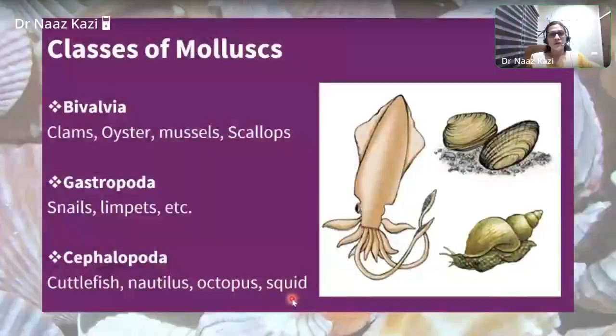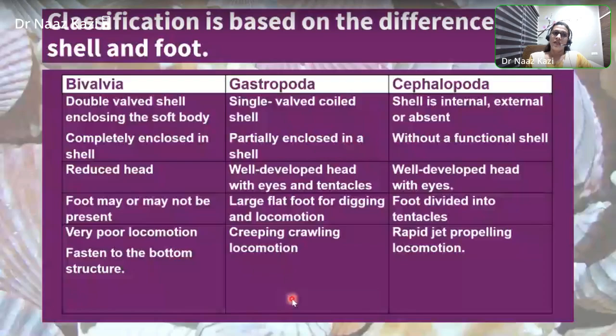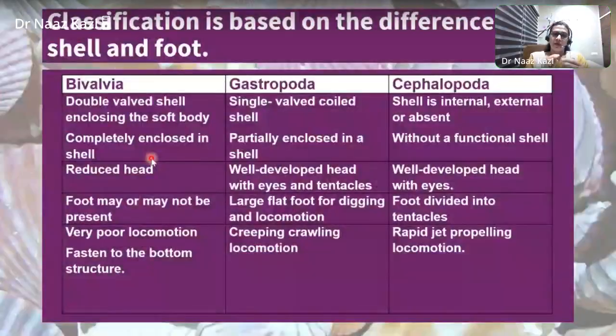So basically, the classification is based on the difference in the shell and the foot. So bivalvia, as we know, is double shelled, enclosing the soft body. So it is a double shell structure, and there is a soft body inside. So the animal remains completely enclosed inside. In the gastropoda, they have a single wall and it is coiled. And the animal is partially covered. It has the shell on its back and is partially enclosed in the shell.